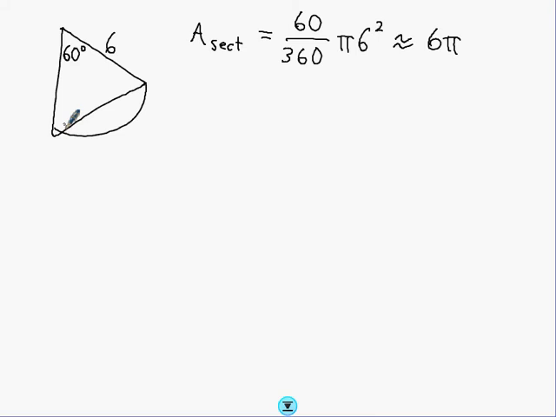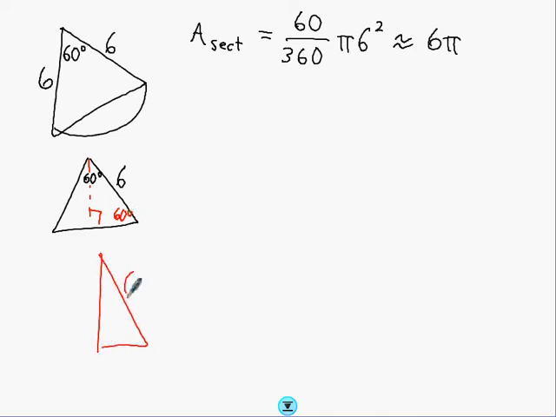I do want to point out that because this side is also 6, we have an equilateral triangle, right? So let's redraw that. 60 degrees, side is 6. I'm going to split this down the middle and make a 30, 60, 90 degree triangle out of it. That's one of our special triangles. The hypotenuse is 6, the short leg is half the hypotenuse, and the long leg is the short leg times the square root of 3.